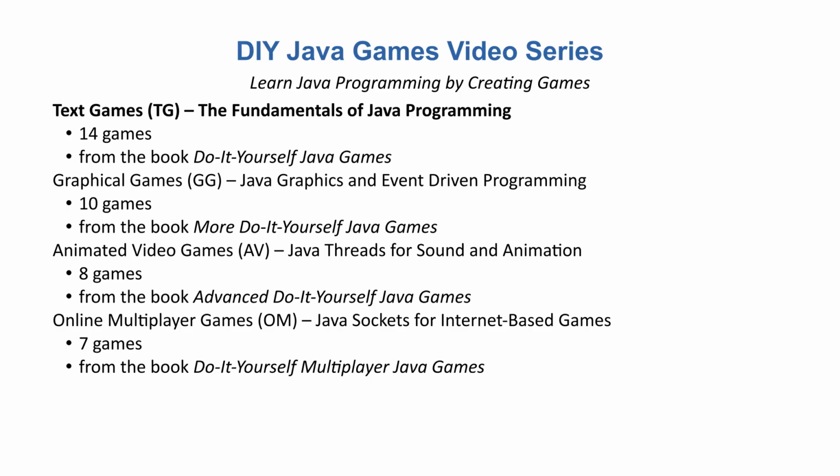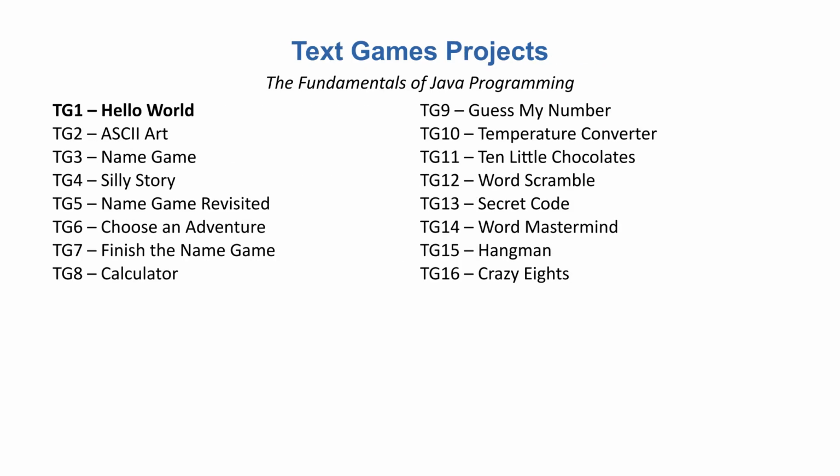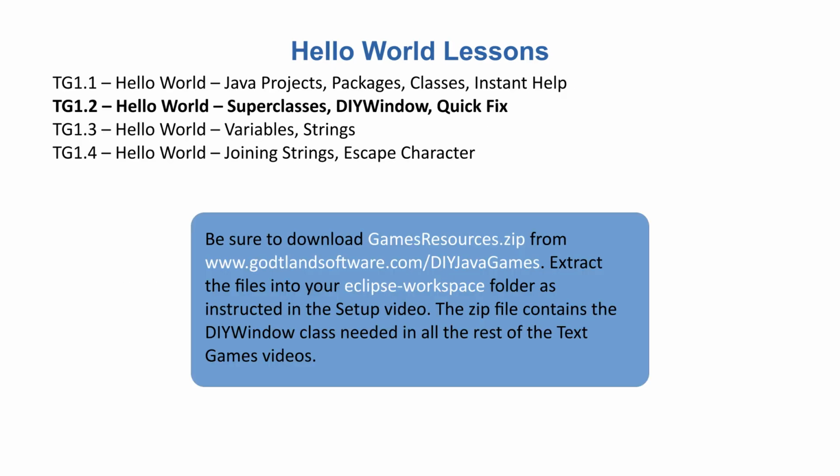We're currently in the Text Games video series, TG, the first of 4 types of games series. The focus of this series is to cover the fundamentals of Java programming. This series has 16 projects. We're currently working on the first project, TG1, Hello World. This is lesson TG1.2, where you'll learn about superclasses, how to print to a window, and how to use Quick Fix to easily fix errors in your code.